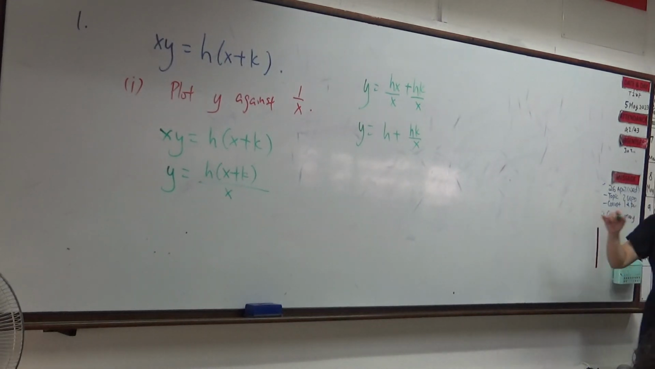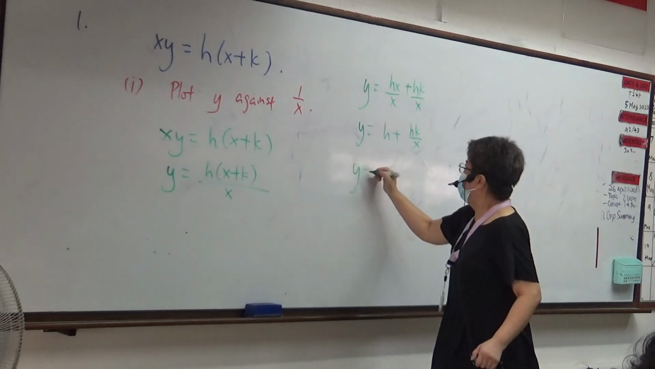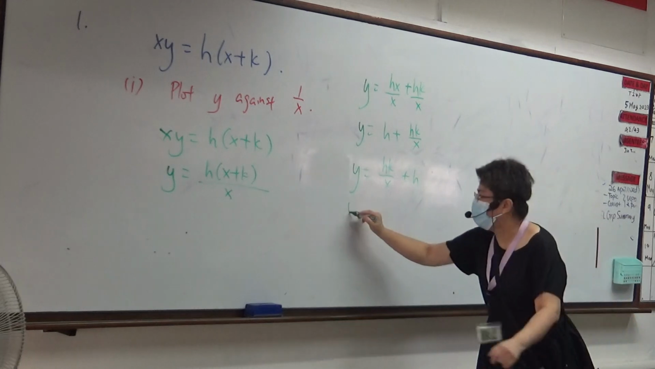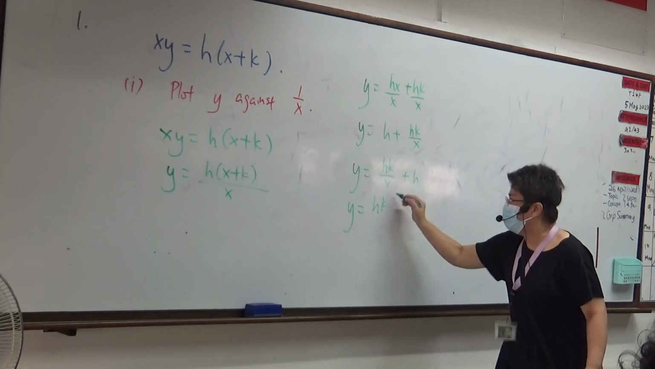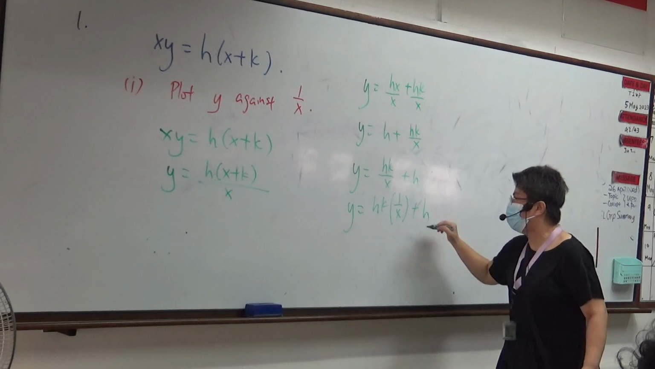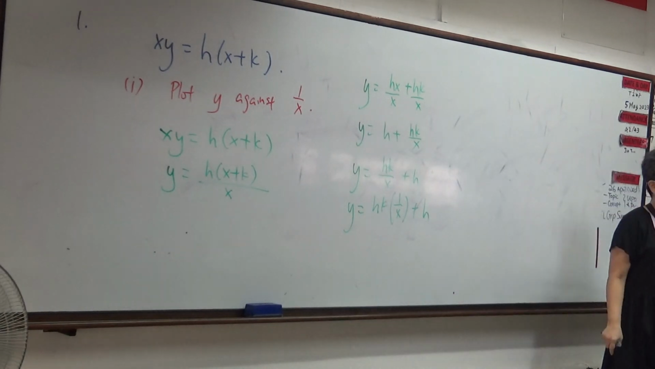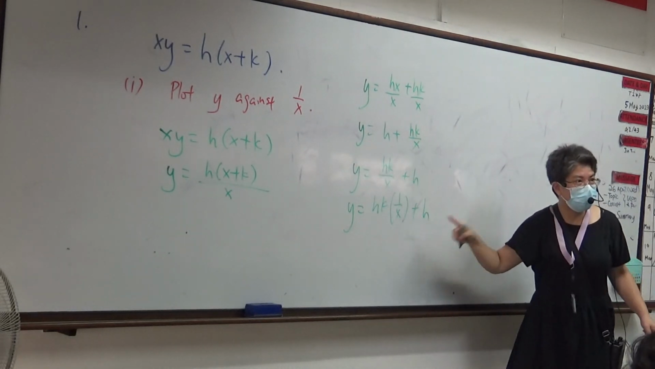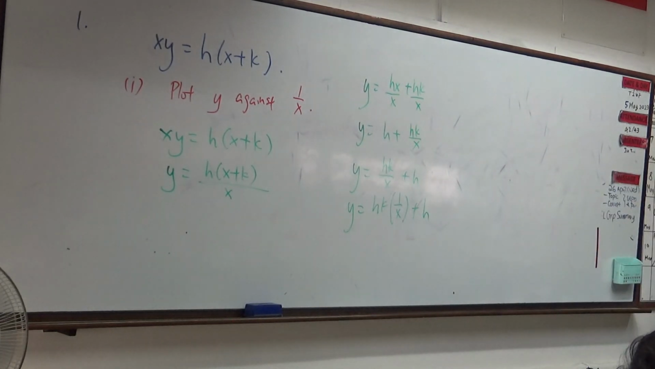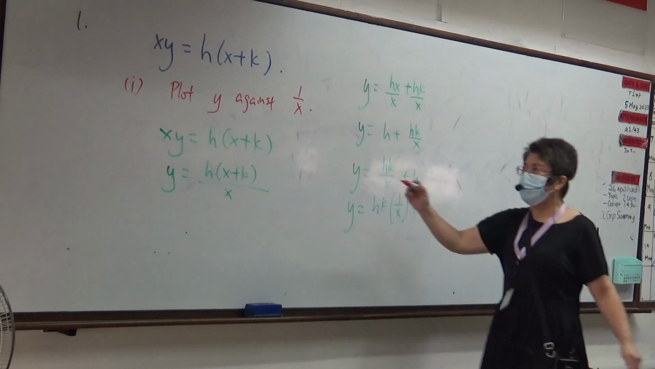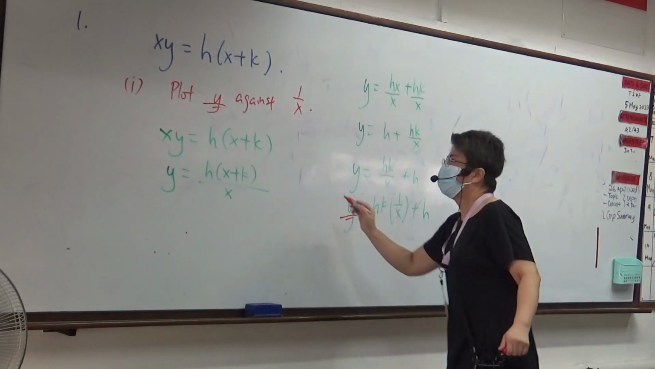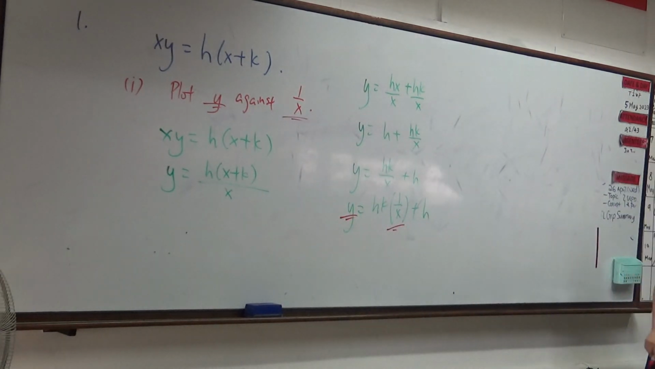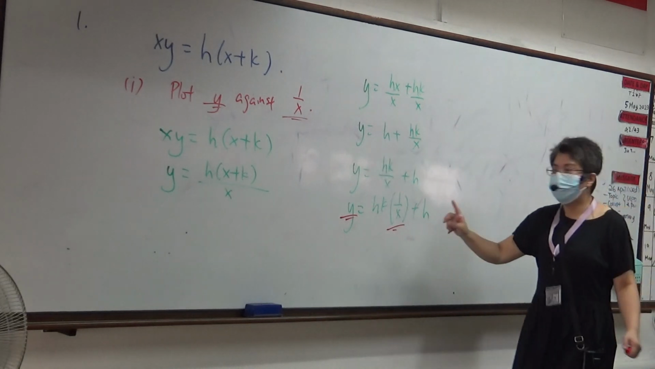Now I'm going to write it in the correct form already. Y equals hk over x plus h. All of you look up. This is y. Hk times 1 over x, plus h, right? Now, why do I write it this way? Because they say plot y against what? 1 over x. That's my 1 over x. Can you see? Now, can you tell me what is hk?